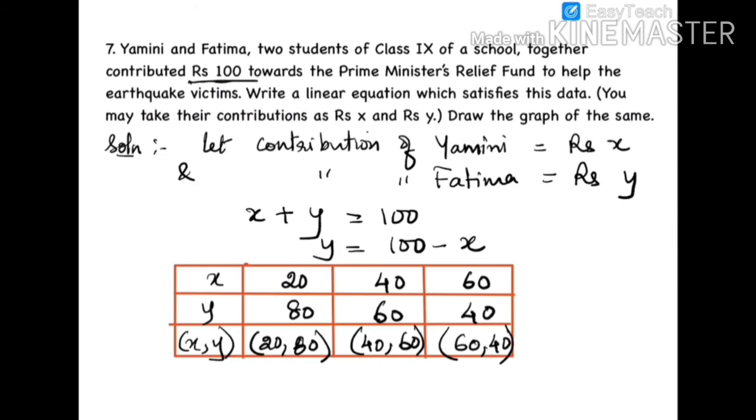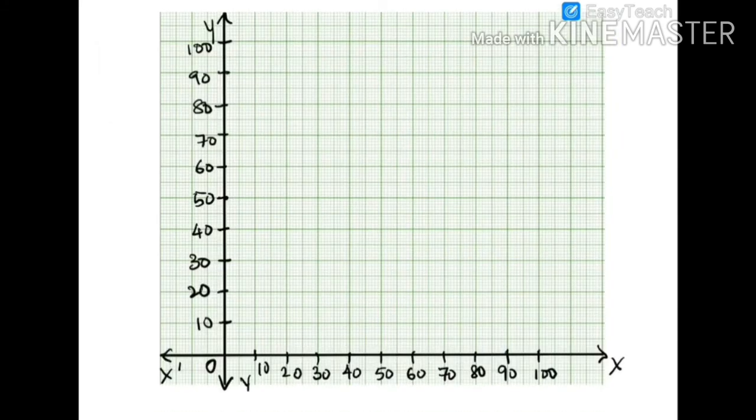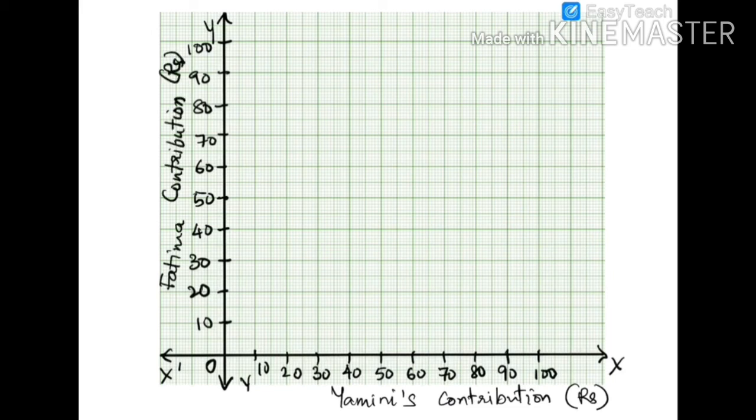In this equation, X and Y represents money, which cannot be negative. Hence, we have chosen positive values for X and Y. So we need only the first quadrant to represent these points. Label your X and Y axis accordingly. On X axis, we represent Yamini's contribution in rupees. And on the Y axis, we represent Fatima's contribution in rupees.